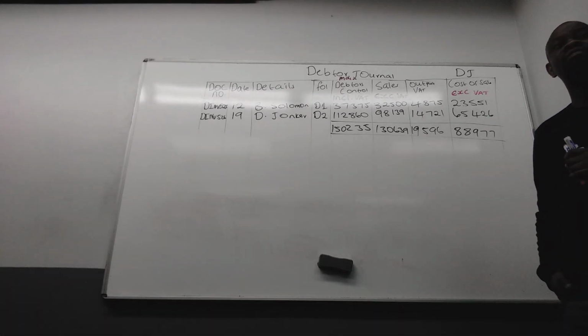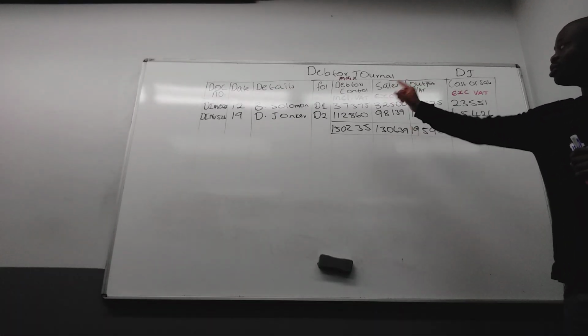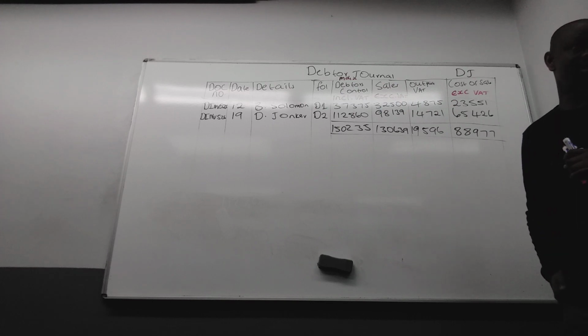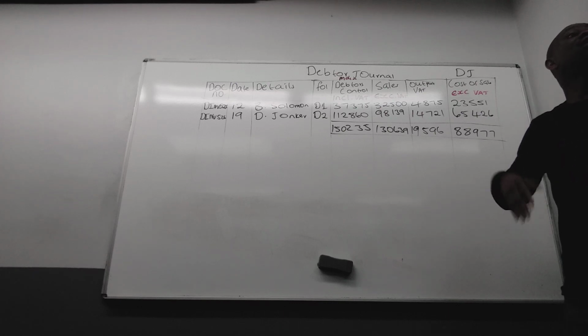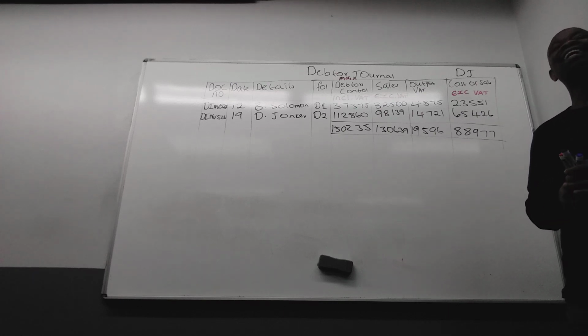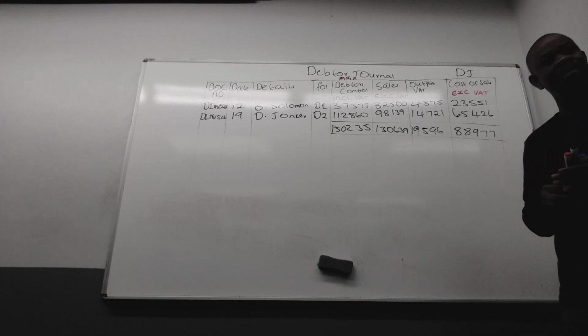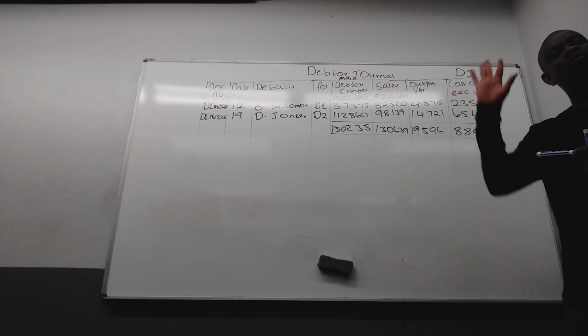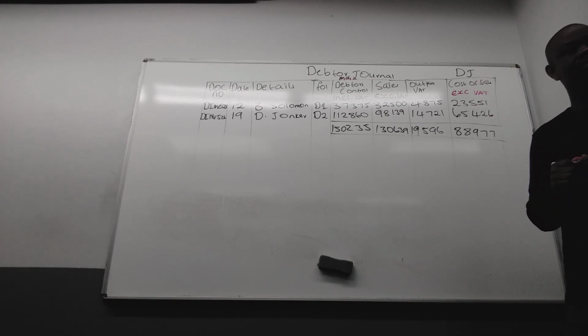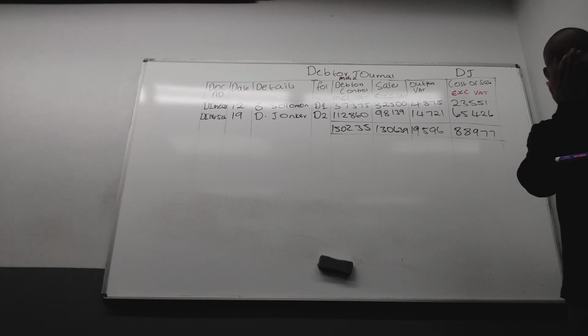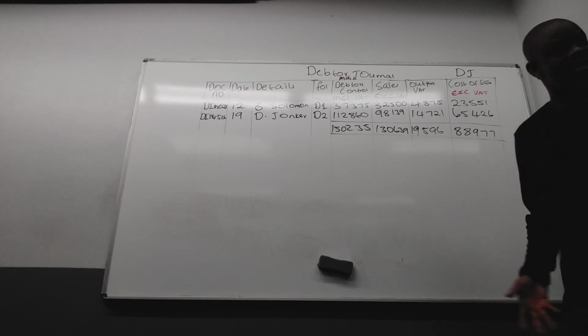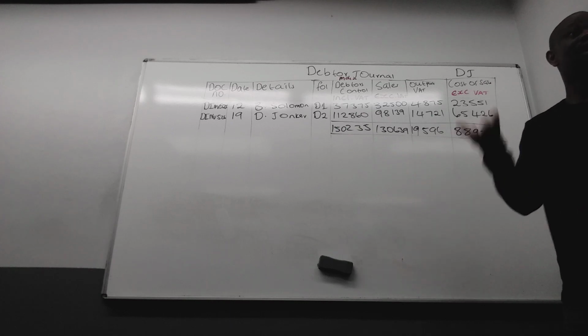Is the debtors control increasing or decreasing here? It's increasing, because you are selling to debtors. So they are increasing. So what are debtors to us? Assets. You said they are increasing. Under which side?